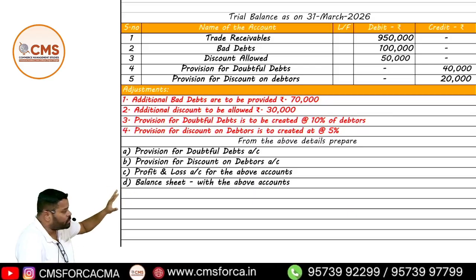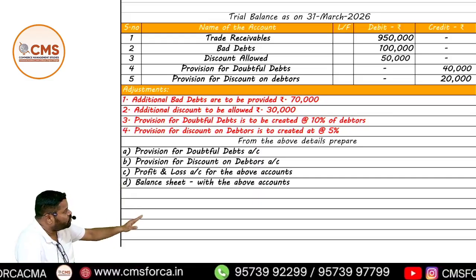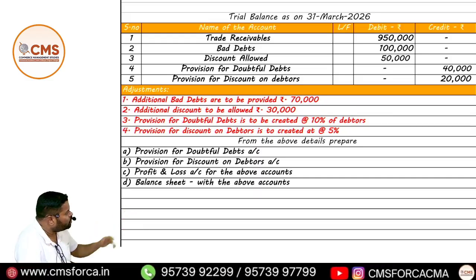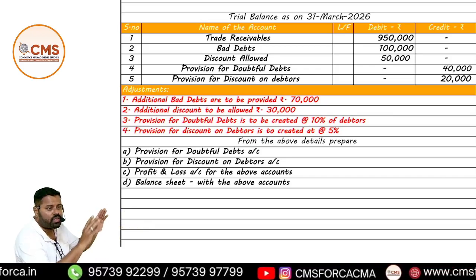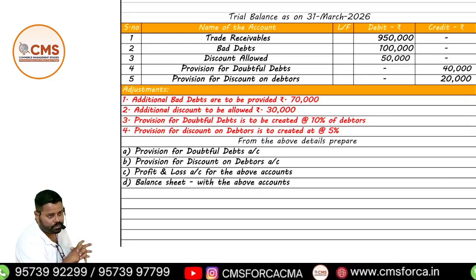Now, what I'm expecting from you is you have to prepare these four things. Provision for doubtful debts account, provision for discount on debtors account, profit and loss account for the above period, that is disclosing this balance, and balance sheet with the above accounts there.